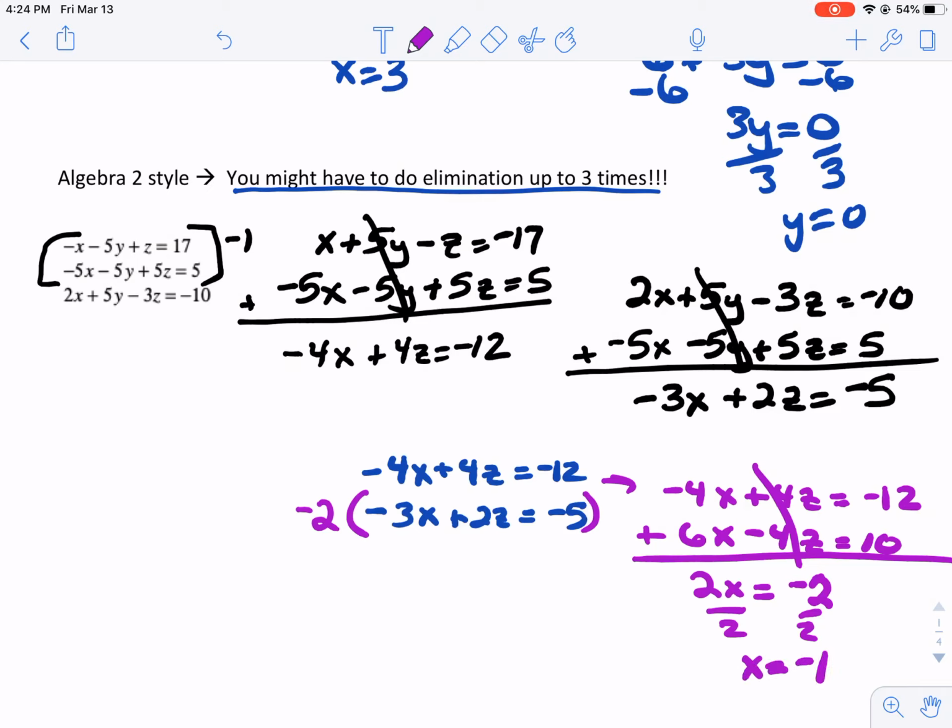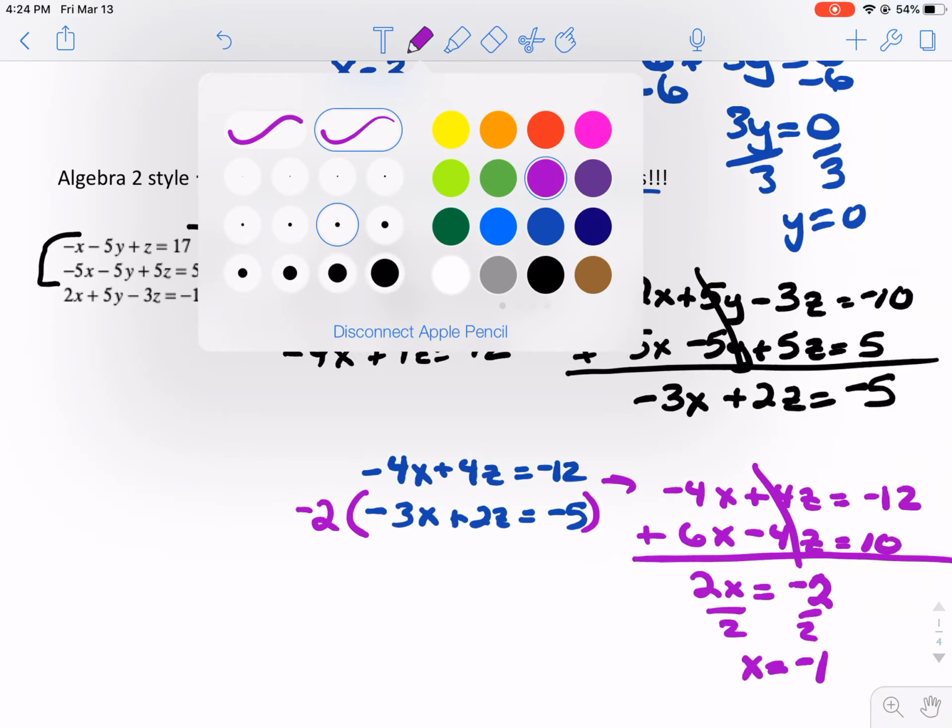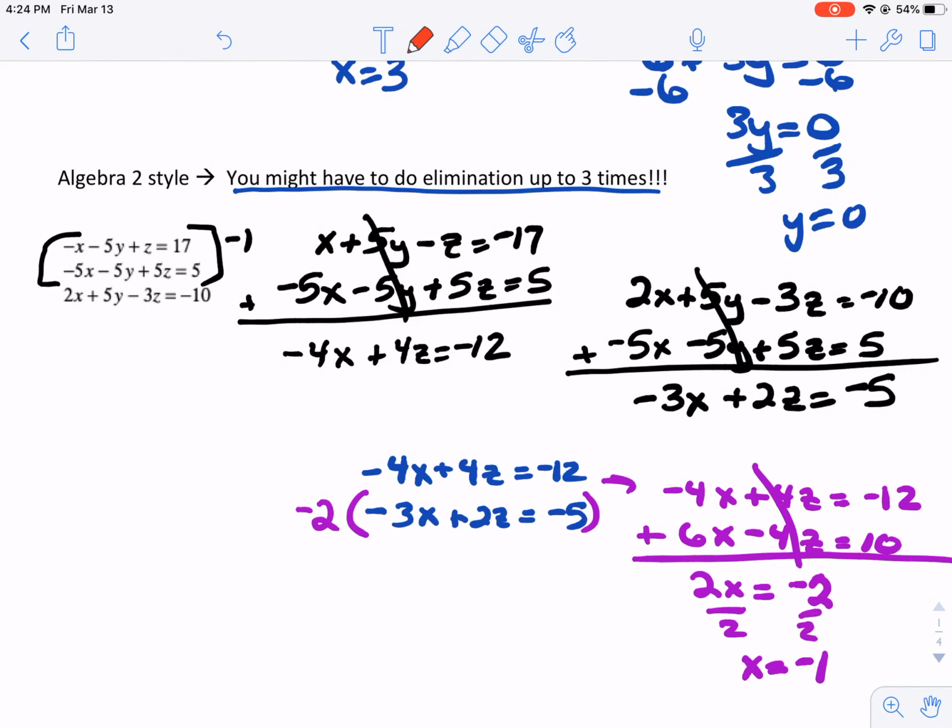So it took me 3 eliminations to get x equal to negative 1. Well, now I've got to work backwards. I have an x, I need a y and a z. So the first thing I'm going to do is go back to one of those two-variable equations I got. Doesn't matter which one. So I'm going to pick this one I underlined in red, plug the x in so I can find what z is. So negative 3 times negative 1 plus 2z equals negative 5.